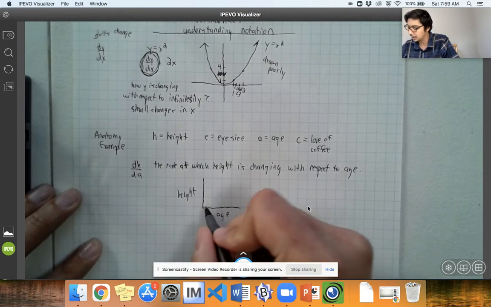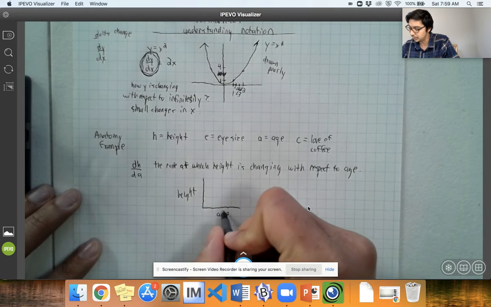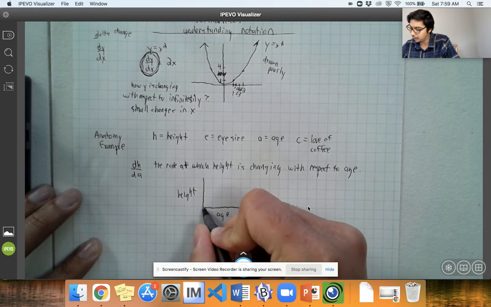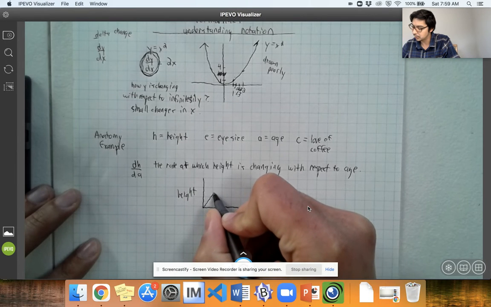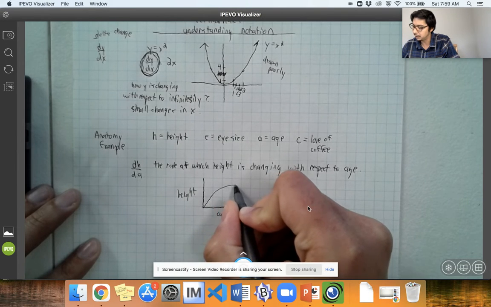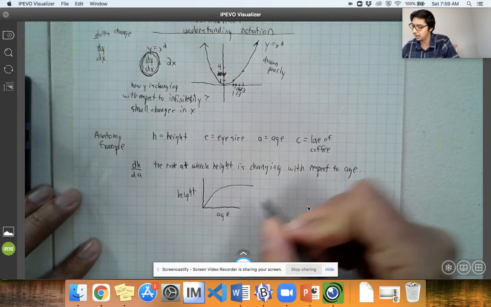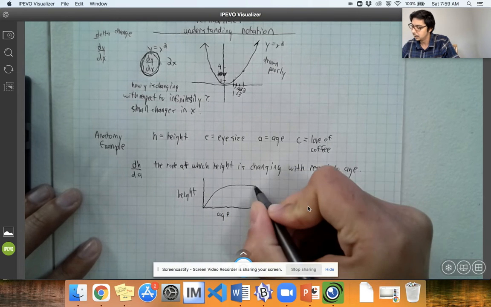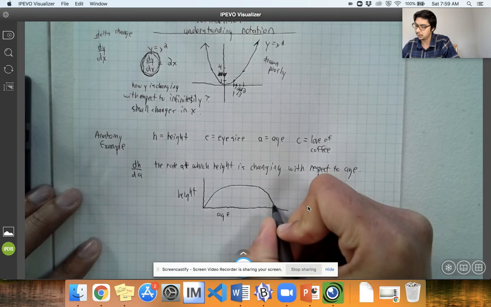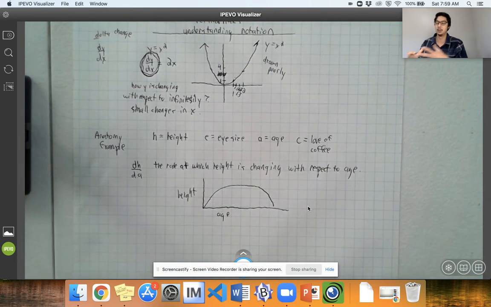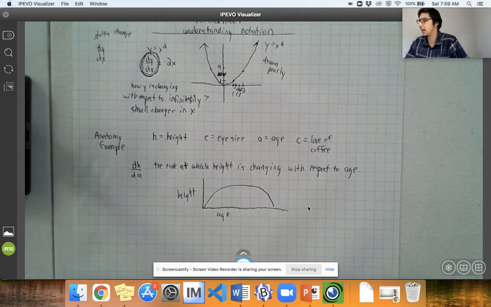If you think about this, as your age gets older, your height is increasing. You increase pretty quickly in your young years, and then you start to slow down as you become a teenager and an adult. Then you stay relatively the same height for a long time. And then you will start to shrink as you get a little bit older, as your bones compress. That's the right word.